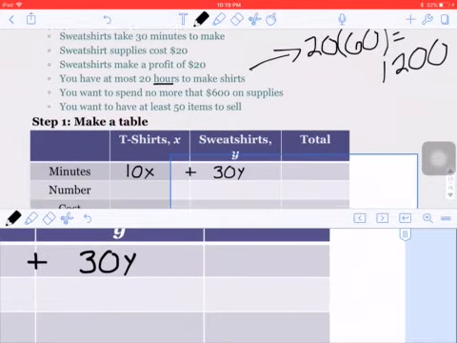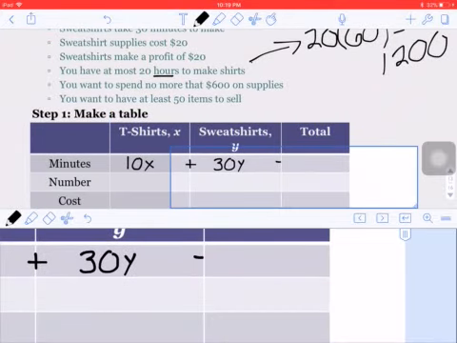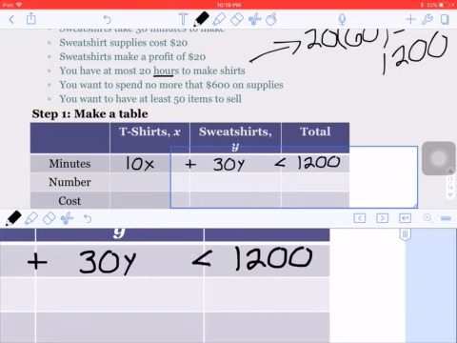I'm going to move that back down there. So our total, erase that real quick. We're going to put 1,200. Okay. Now, this says we have at most 1,200 minutes. So we definitely want to keep our time under that. So we're going to say this is going to be less than or equal to 1,200.